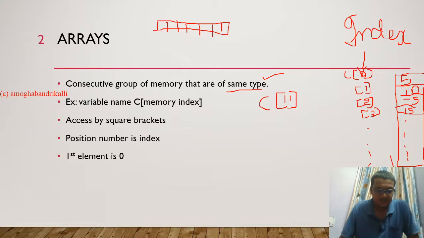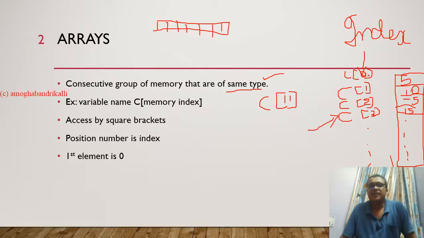The next point is that you can have individual access like C of 1, C of 2. This is individual accessing, and this is the position where the respective variable is going to store our constant values. This is the name of the array, that is C, ranging from 0 to 10, and inside are the values.